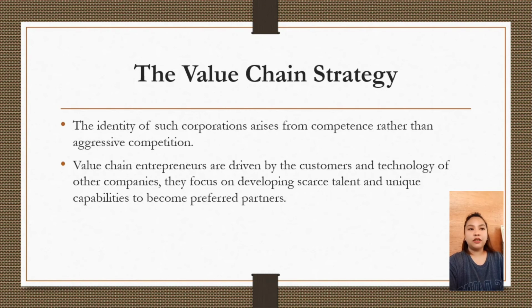The last one, the value chain strategy. The identity of such corporations arises from competence rather than aggressive competition. Value chain entrepreneurs are driven by the customers and technology of other companies. They focus on developing scarce talent and unique capabilities to become preferred partners. Value chain strategy is a step-by-step business model for taking an idea and turning it into a product or service. Value chain aids in increasing a company's efficiency, allowing it to provide the most value at the lowest possible cost.